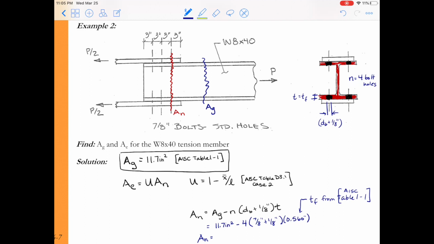All right, getting back to our calculations, we can sharpen our pencils and go ahead. We go through and we calculate the net section area is 9.46 inches squared for this particular member. Now we have to address the shear lag factor.